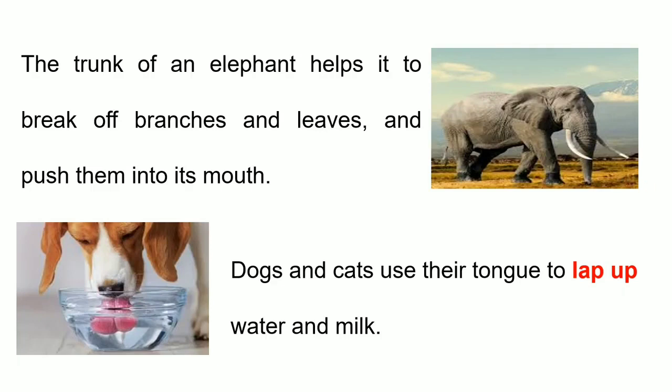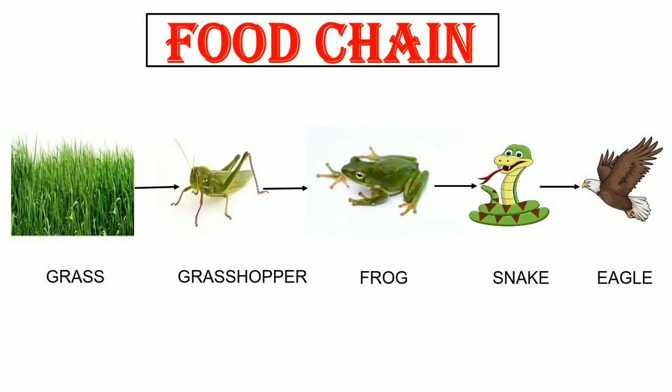The last topic that we are going to discuss today is the food chain. What is a food chain? As you can see in the picture, a food chain is a chain-like structure which flows from one direction to another. Animals and plants depend on each other to live.